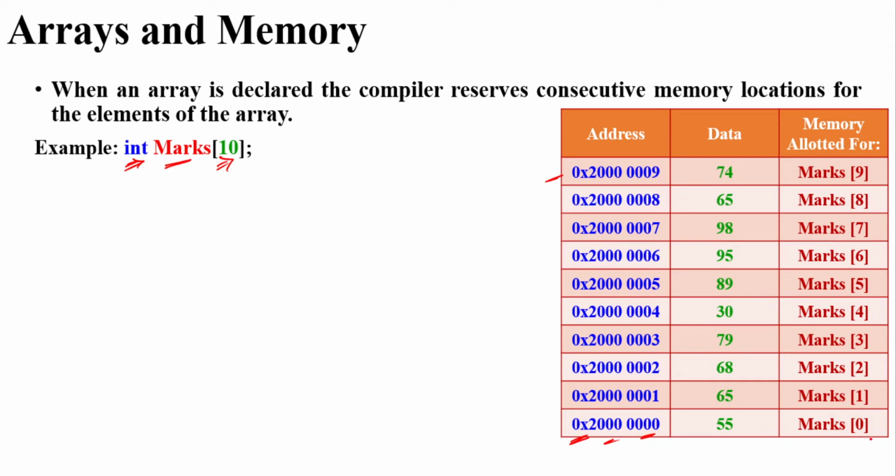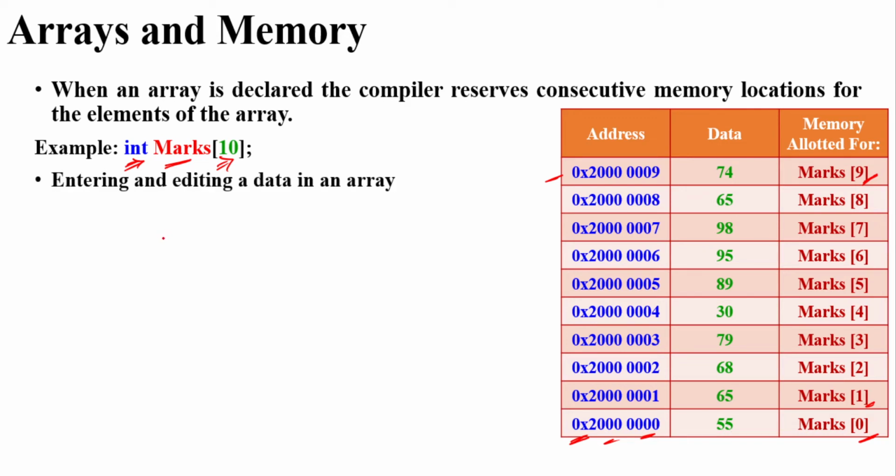And if we want to see the index, then marks 0, marks 1, and so on up to marks 9. So you have 10 elements, but in indexing it starts from 0 to 9. So there are 10 elements indexed from 0 to 9, and there can be any data in these memory locations.